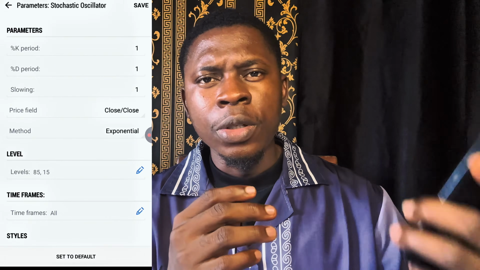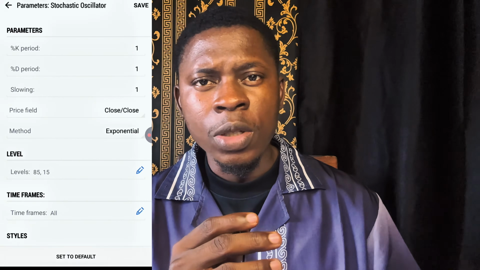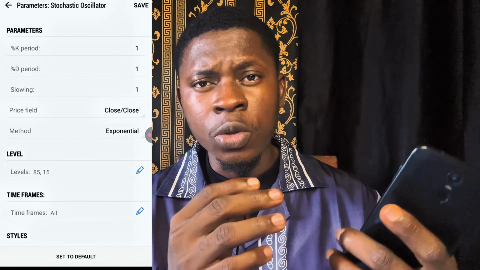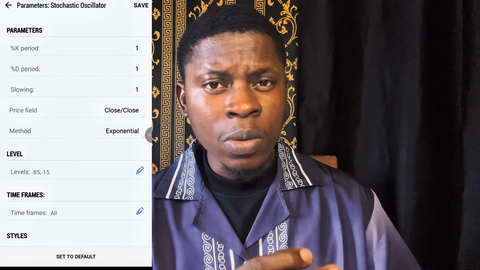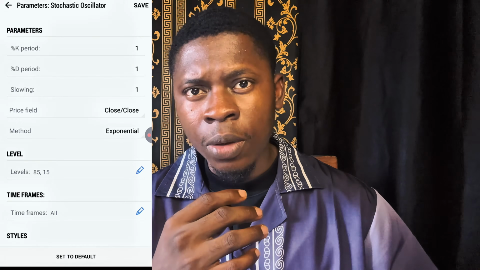Okay, now there are some of you guys that normally complain that when you set your indicators, it doesn't align the way mine is. So right now, I want you to pay very close attention to what I'm doing so that you can understand and do yours like that so that your chart can look like my chart.